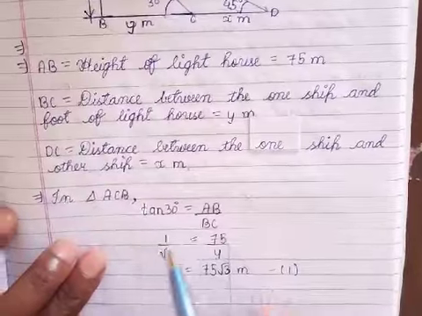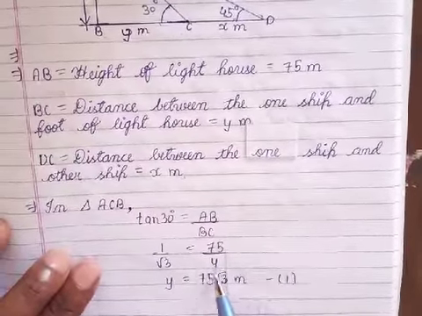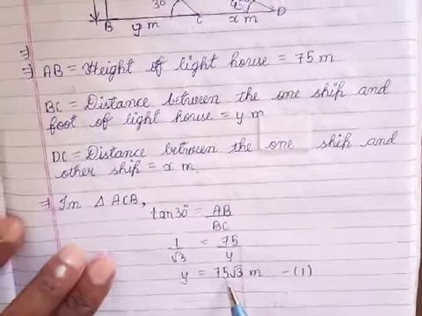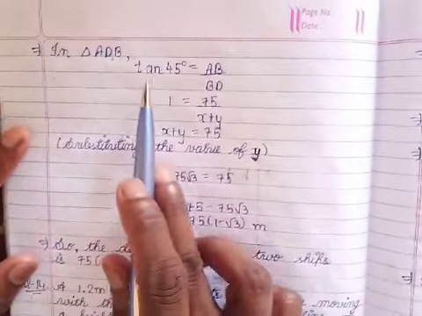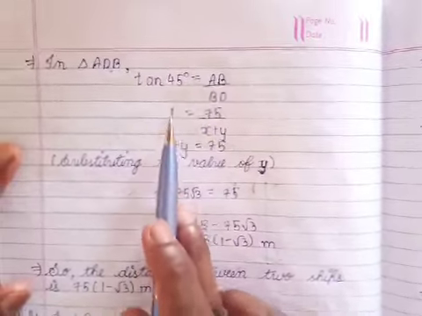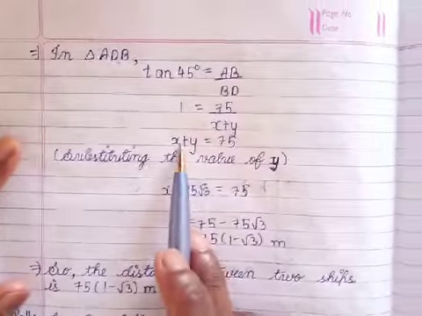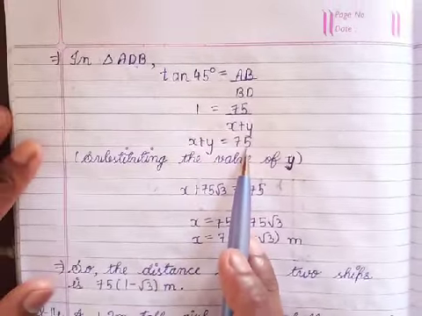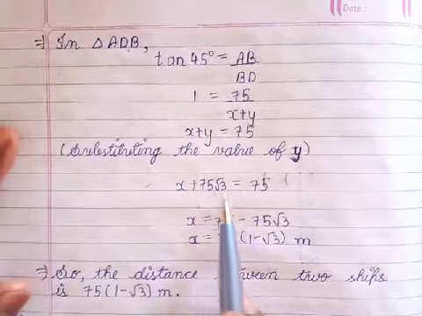In triangle ACB, tan 30 is AB upon BC, 1 by root 3 is 75 upon y. So y will be 75 root 3 meter. Another, in triangle ADB, tan 45 is equal to AB upon BD. If you cross multiply here, tan 45 is 1, so x plus y is equal to 75. So substituting the value of y, we get x plus 75 root 3 is equal to 75.